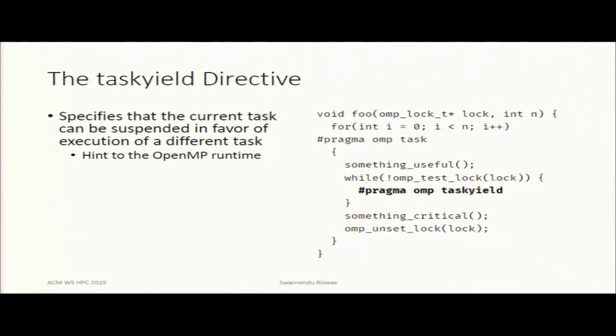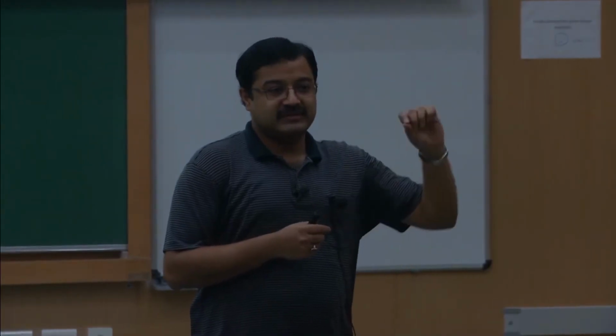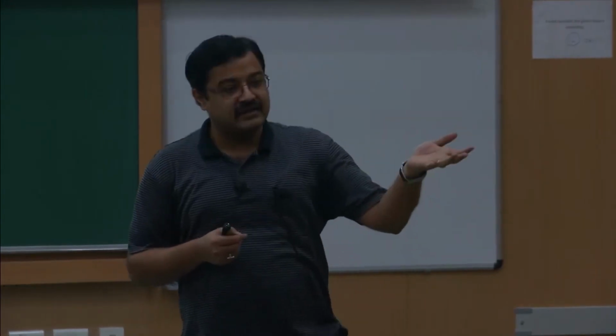So, another construct that we'll study is the task yield directive, right? What this specifies is that the current task be suspended in favor of some other task. We said there are some scheduling points. Say thread 2 is executing task 223. I might want to deschedule task 223 and then work on a different task. One option is you could use a task yield directive. What that tells the runtime is that now you can swap out task 223 and work on a different task.